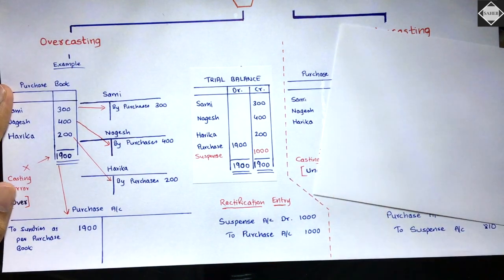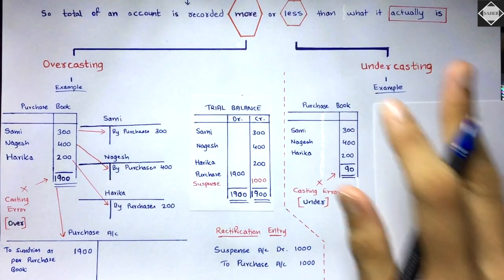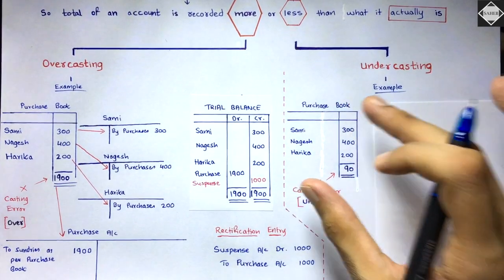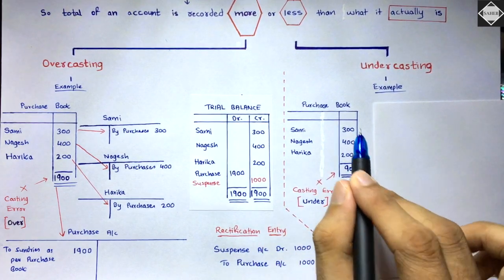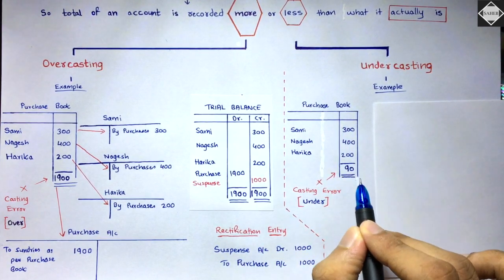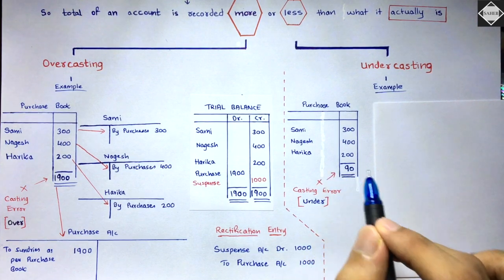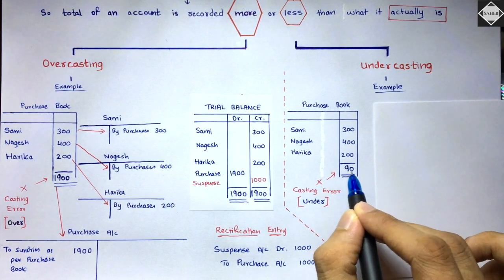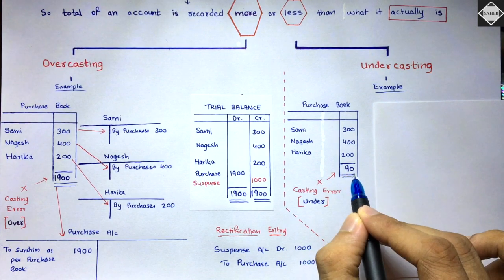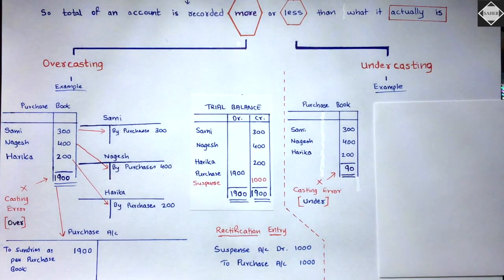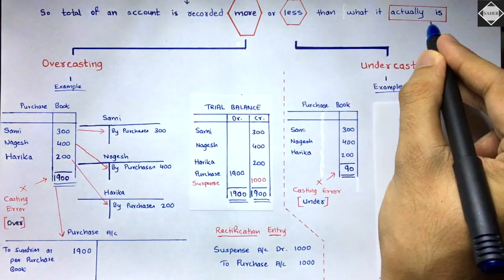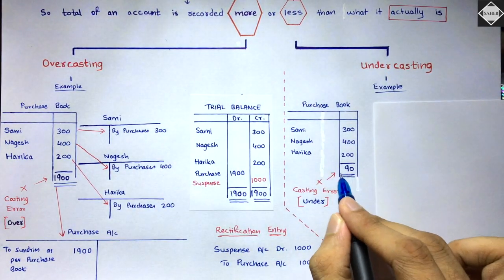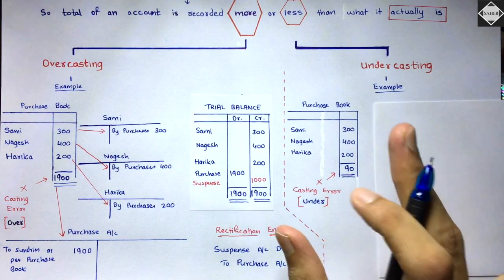Now let's discuss the undercasting example. Undercasting is very simple. See here, in the purchase book I have taken the same thing: Sami 300, Nagesh 400, Harika 200. But while adding it up, while making the periodic total, you made a mistake. You forgot to write the other zero. You were supposed to write 900, you wrote 90. So what is this? This is a casting error, and specifically it is undercasting. You have recorded less than what it actually is. It's actually 900, but you wrote 90.